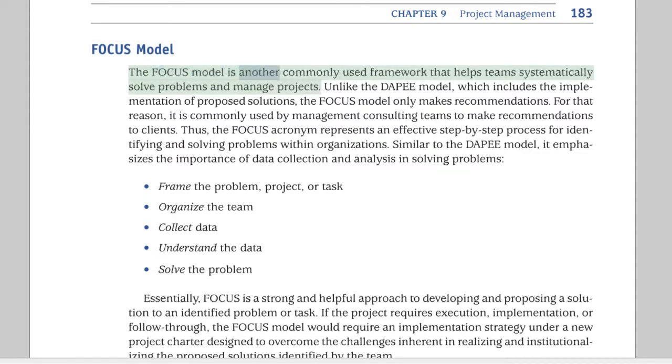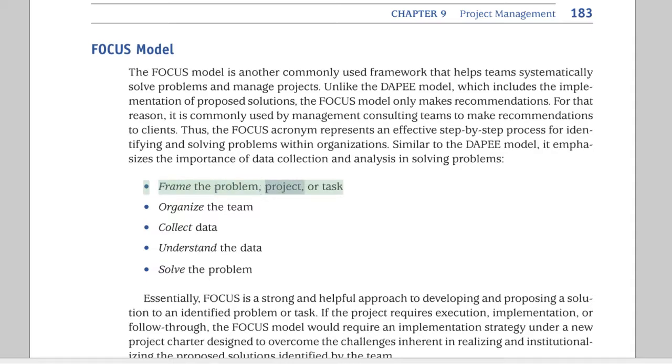The focus model is another commonly used framework that helps teams systematically solve problems and manage projects. Unlike the DPE model, which includes the implementation of proposed solutions, the focus model only makes recommendations. For that reason, it is commonly used by management consulting teams to make recommendations to clients. Thus, the FOCUS acronym represents an effective step-by-step process for identifying and solving problems within organizations. Similar to the DPE model, it emphasizes the importance of data collection and analysis in solving problems.